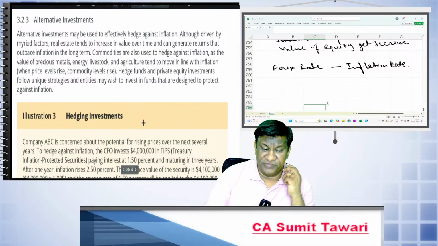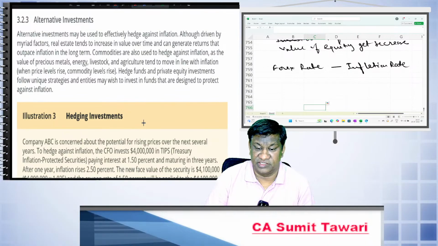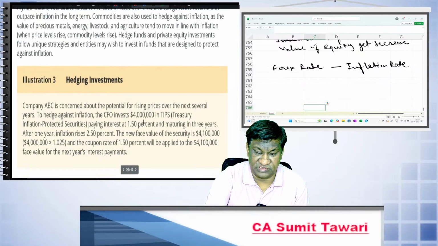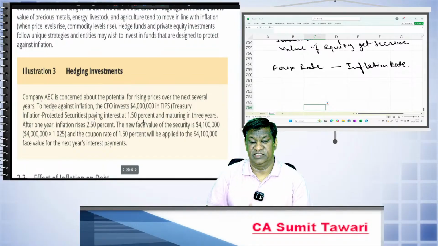So alternative investments may be used to efficiently hedge against inflation. Although driven by myriad factors, real estate tends to increase in value over time and can generate returns that outpace inflation in the long term. Commodities are also used to hedge against inflation, as the value of precious metals, energy, livestock or agriculture tends to move in line with inflation. Hedge funds and private equity investments follow unique strategies, and entities may wish to invest in funds that are designed to protect against inflation.